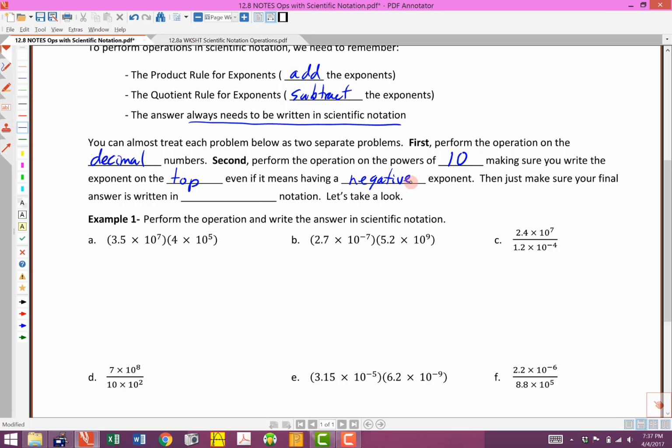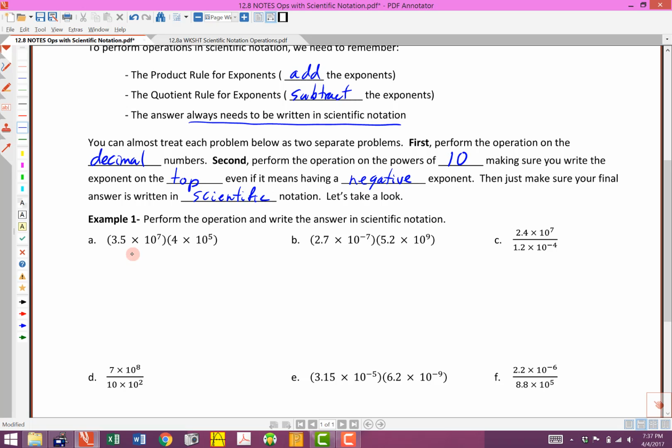So you'll remember in the last section we saw several problems where the answer actually had a negative exponent, 10 to the negative 5, 10 to the negative 3, whatever it happened to be. In fact, I think we saw some really big exponents as well, like negative 19 and stuff like that. And then when you're done, we just want to make sure that our final answer is written in scientific notation. So kind of restating here, but it's probably easier just to take a look at some of these problems and see how they work.